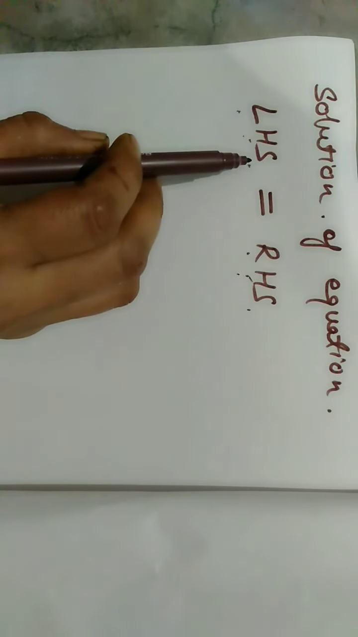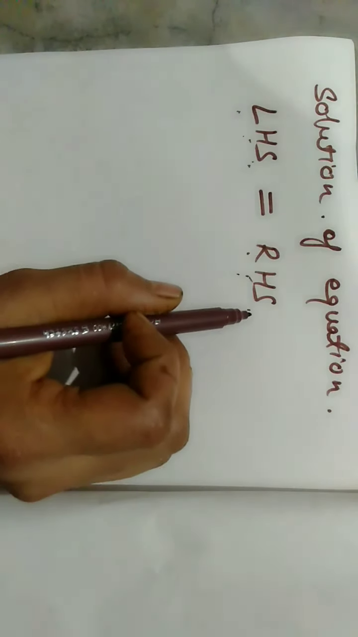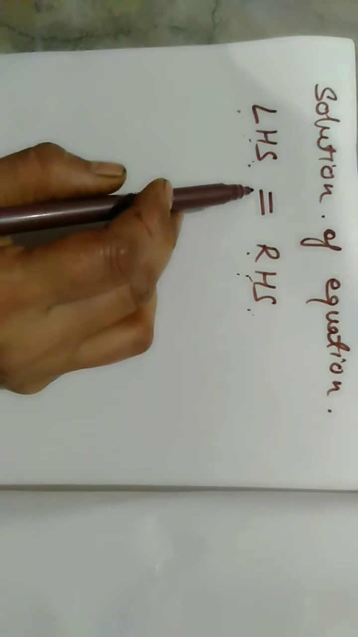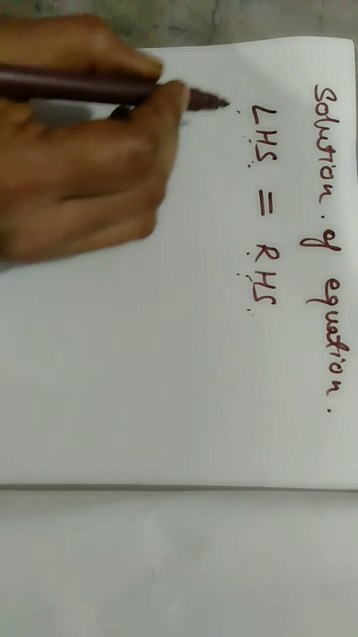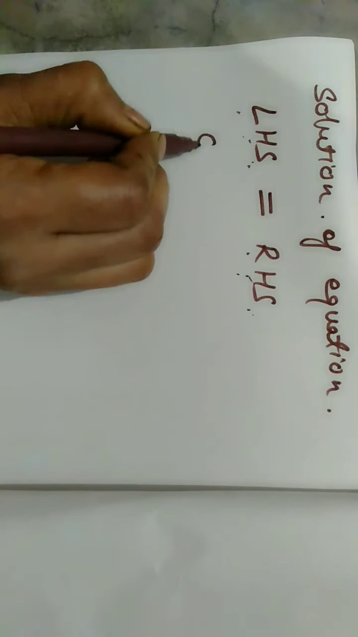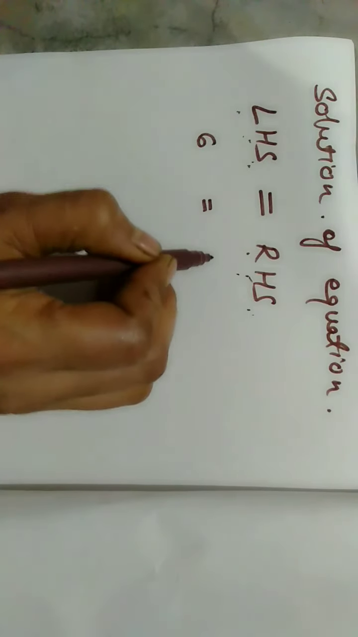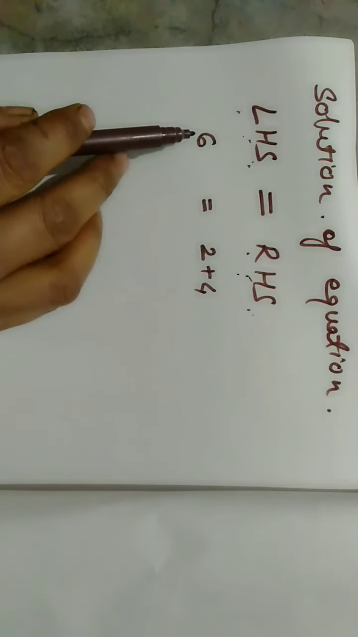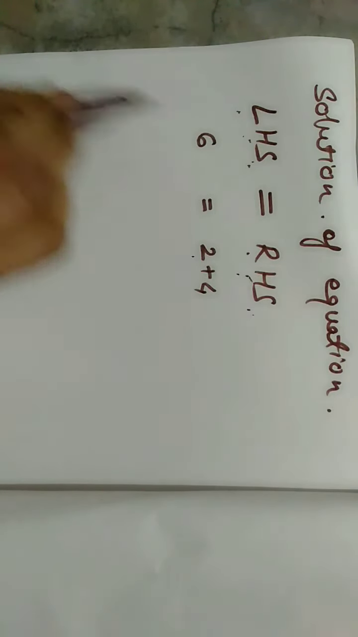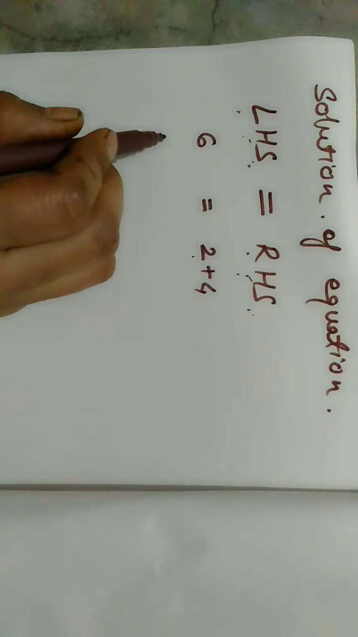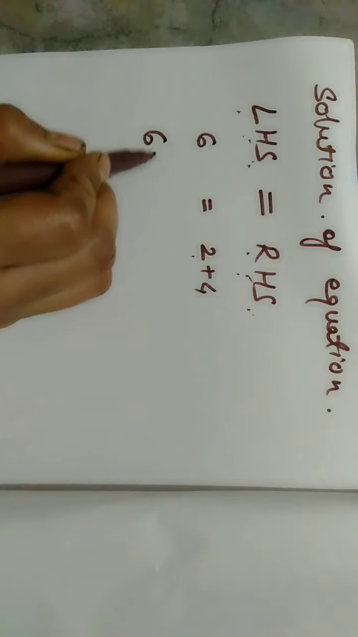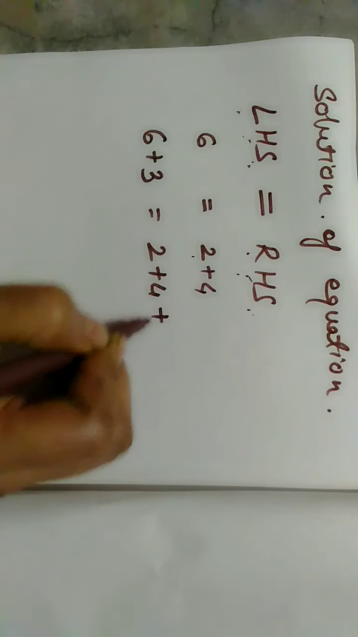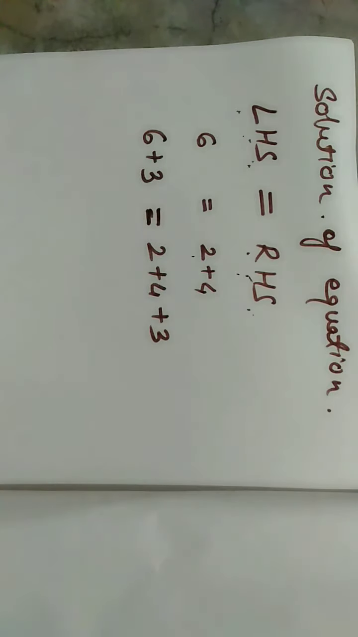So if we add or subtract anything to the left hand side, the same must be added or subtracted to the right hand side, so that this equality sign holds. For example, this number 6 is equal to 2 plus 4. We are writing 6 as 2 plus 4. Now if we add 3 to it, then we have to add 3 to this side also, so that this equality sign holds.